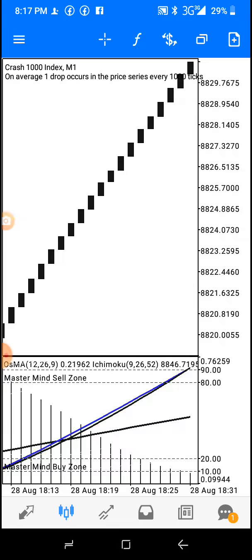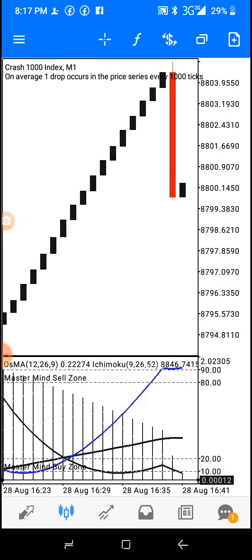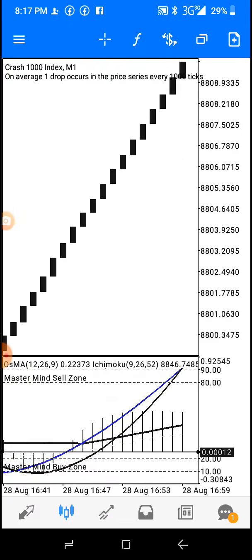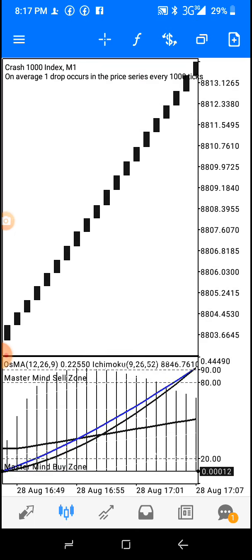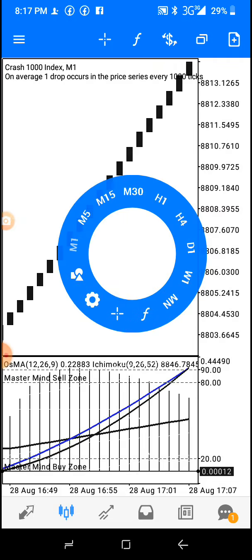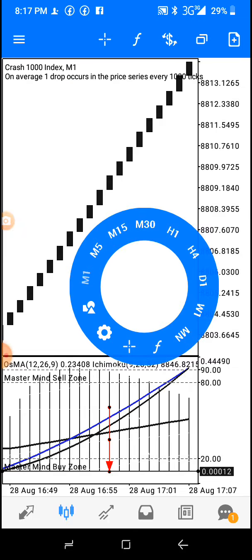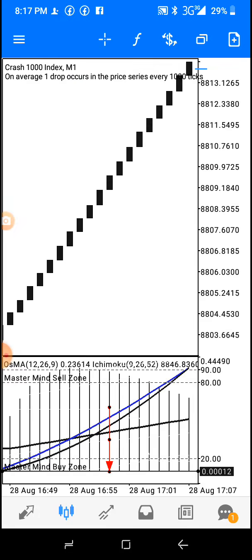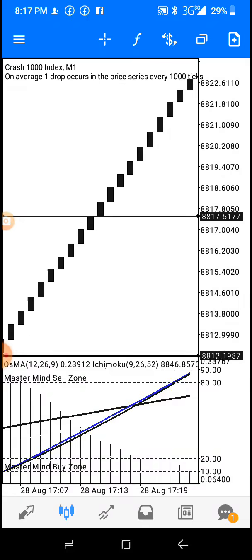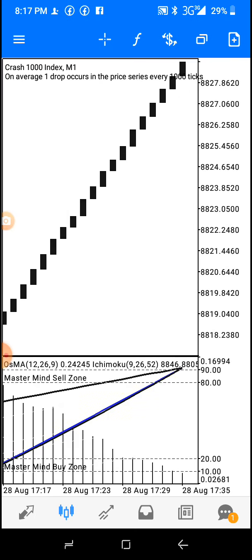So that's that. Let's see another setup. What about this area? Now here we have our zero level being below, just like we have it here. And you place your buys somewhere there, and you hold, you keep holding until your TP.